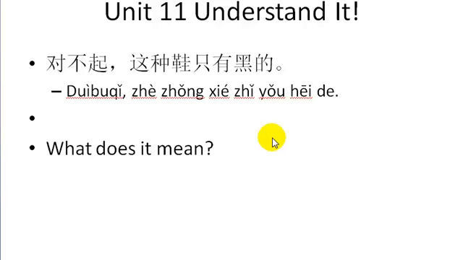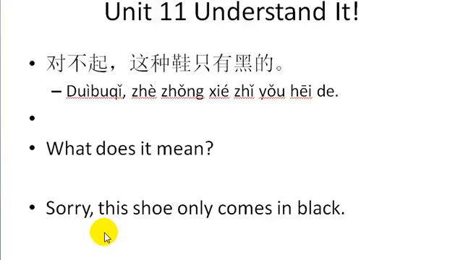All right, the next sentence by the shop lady, the 售货员, shouldn't be any problem for you. 对不起，这种鞋只有黑的. Okay, pause and write down what you think that means. And I'm sure you came up with something close to sorry, this shoe only comes in black. 对不起, right? 这种鞋, this kind of shoe. 只有 only have black ones. 只有黑的.